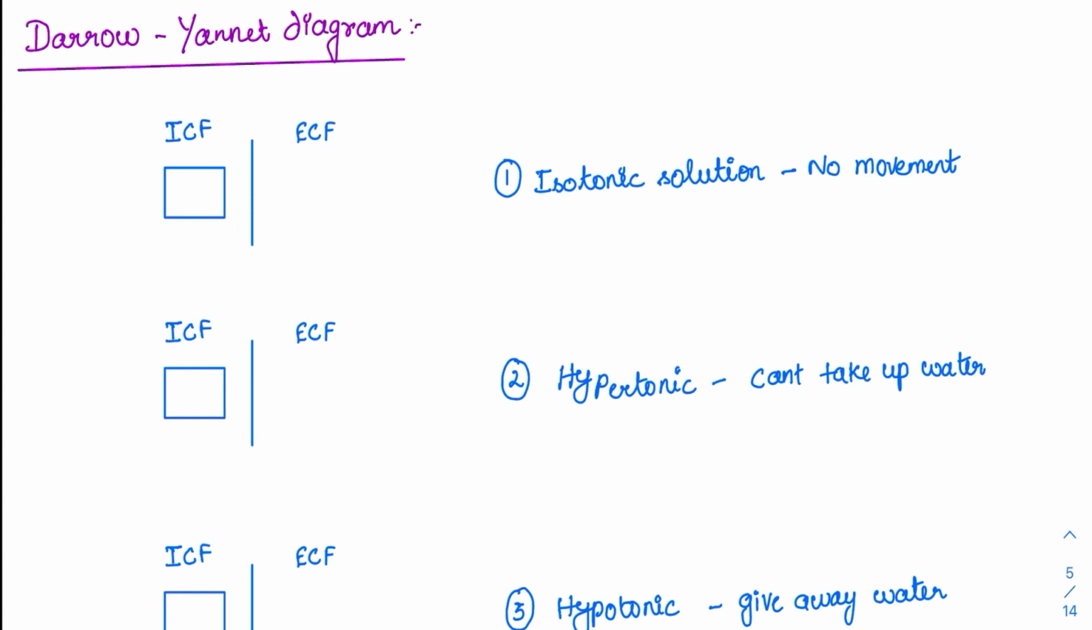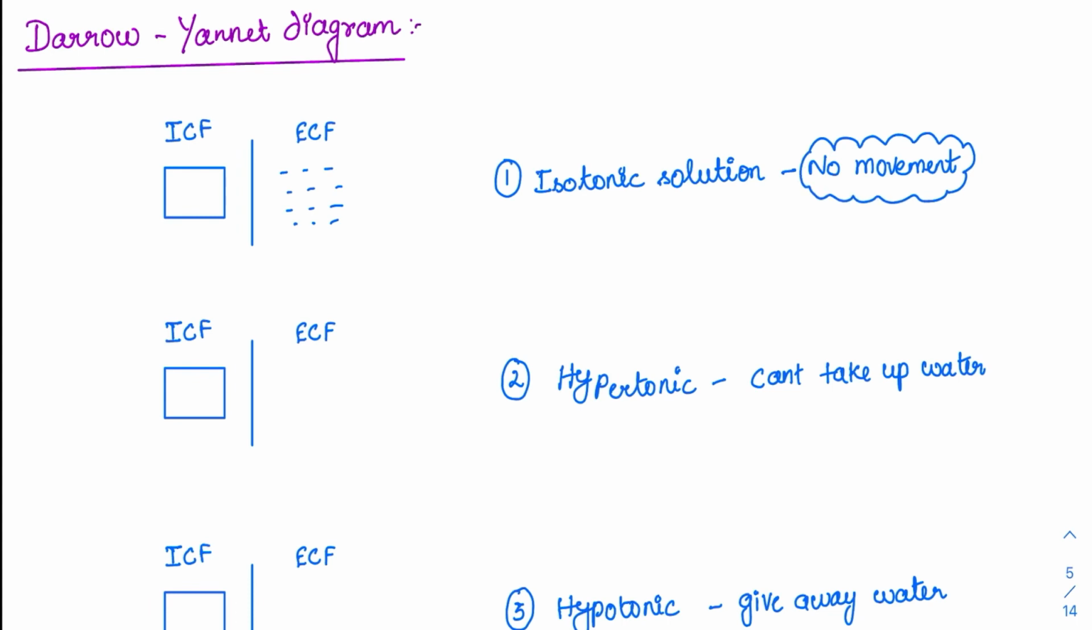Suppose what we are trying to manipulate is the ECF, and we see what is happening to the ICF. So if we add many substances which are isotonic in the ECF, do you think there will be any movement from ICF to ECF? The substance added is isotonic. Isotonic substances do not cause any movement. So what will happen? It will stay in the ECF only. So there is no movement whenever isotonic solutions are added to the ECF.